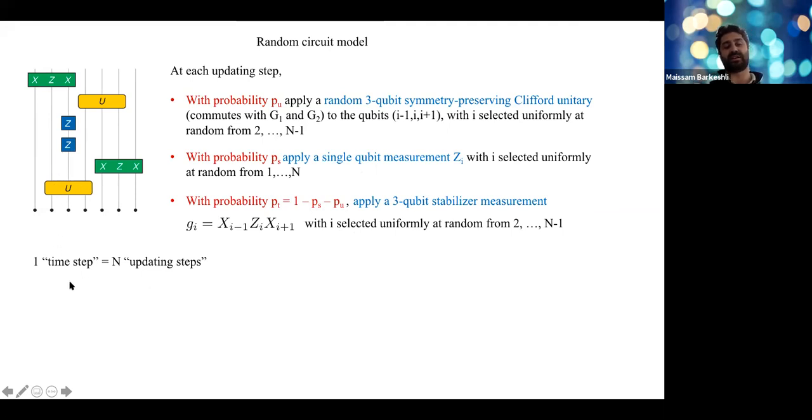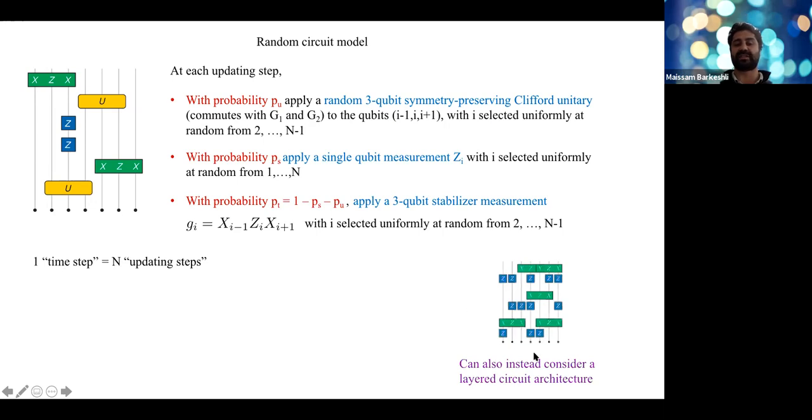Because of this, one time step is going to be n updating steps. So that one time step is kind of extensive. We have something that acts on the whole system, whereas each updating step just has something that acts on 1 or 3 qubits. We could instead consider a layered circuit architecture like this, and we also did that, but here I'm just going to present this particular one.